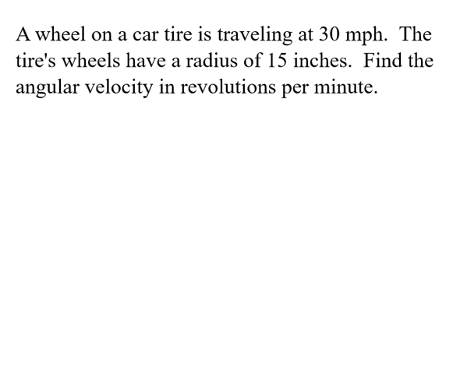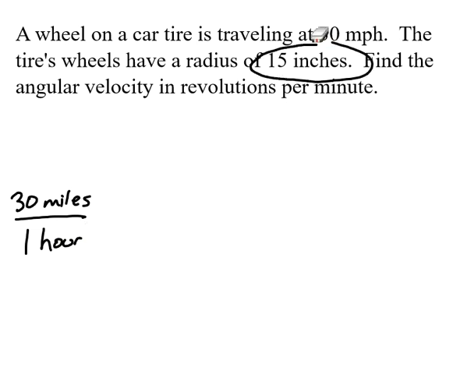So, for example, a wheel on a car tire is traveling at 30 miles per hour. That is a linear velocity. And we're going to write that 30 miles in 1 hour. The tire's wheels have a radius of 15 inches. That's going to be important. Find the angular velocity in revolutions per minute.